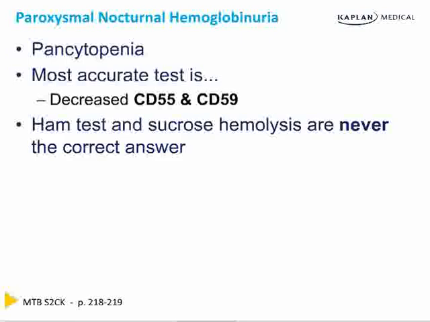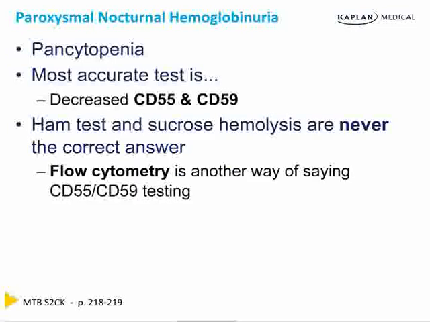In regular medical school, I never tell people about this unless we're doing history class. But in Step 2 CK, our job is to make sure that when you go in there on test day, you're going to know what the wrong answers are too. The good news is, even if you forget the right answer, if you know that Ham and sucrose hemolysis are definitely wrong, you can still get the correct answer by knowing not to choose the wrong thing. Flow cytometry is another way of saying CD55 and 59, or cell sorting.